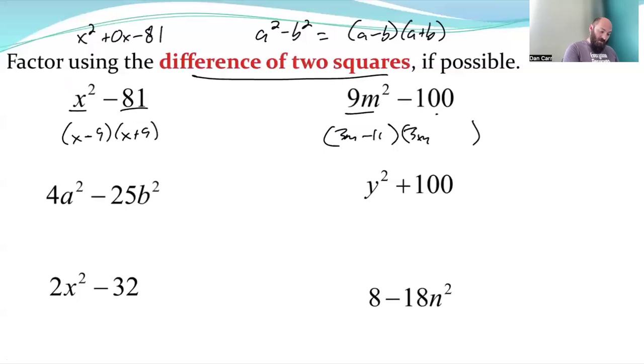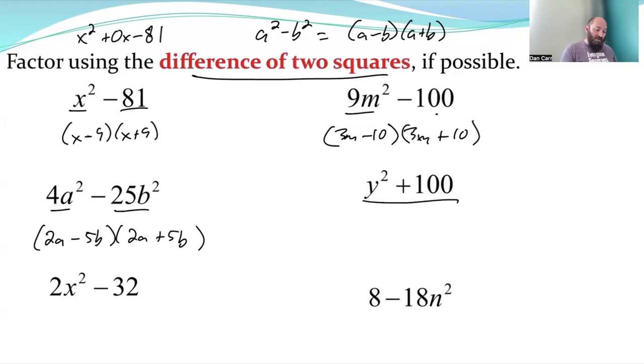-100 is going to be a plus 10 or a minus 10 and a plus 10. That's it. 4a squared, perfect square. So 4a squared has to come from 2a and 2a. And -25b squared is going to be a minus 5b and a plus 5b. Because again, think about what does it multiply backwards up to?